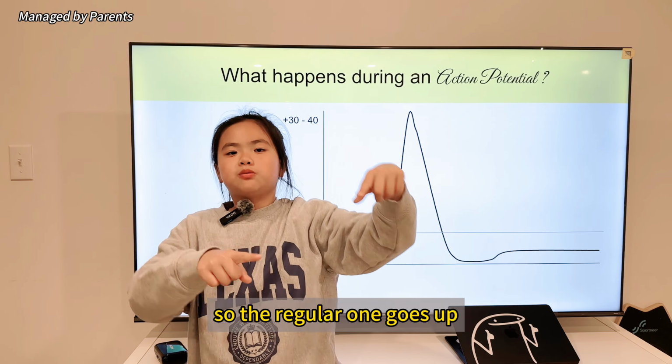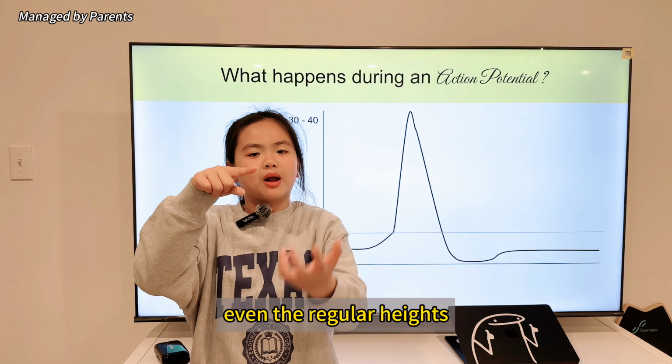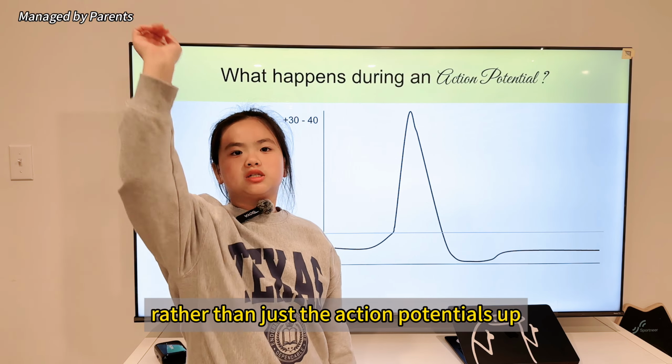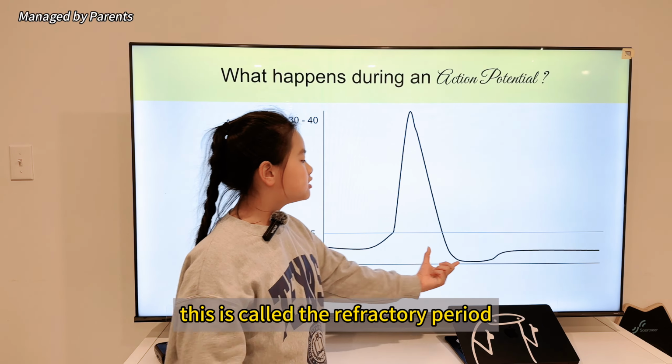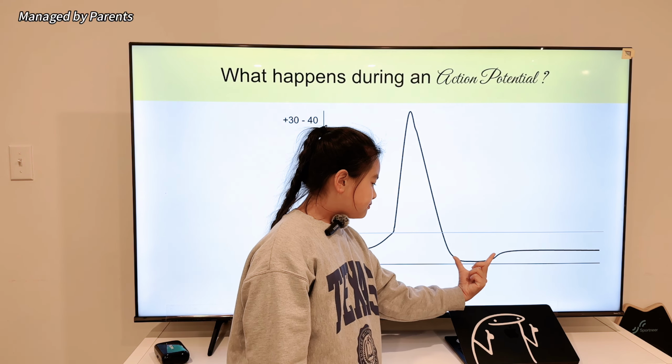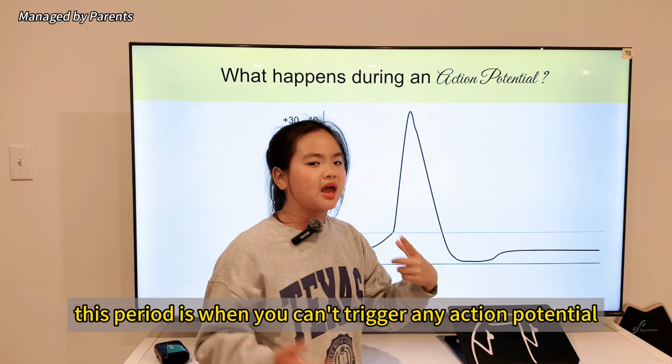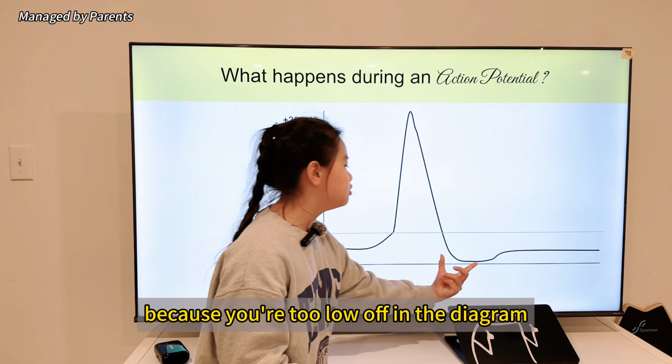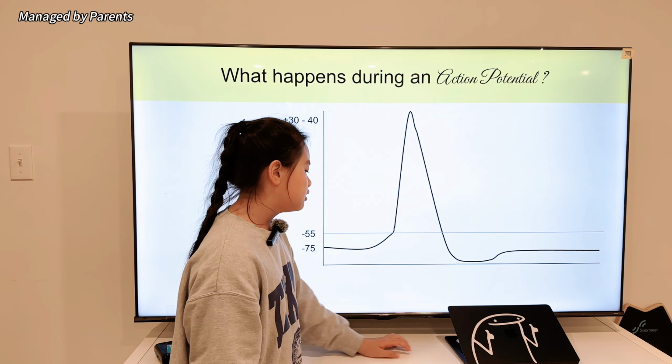So the regular one goes up, you've got to take more energy to get to even the regular height rather than just the action potential itself. This is called the refractory period. This period is when you can't trigger any action potential because you're too low off in the diagram.